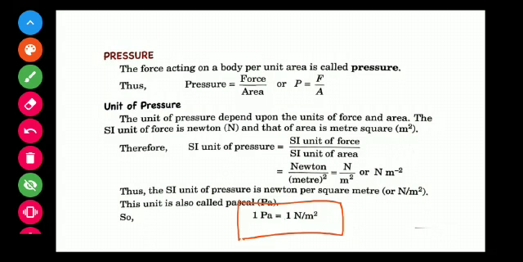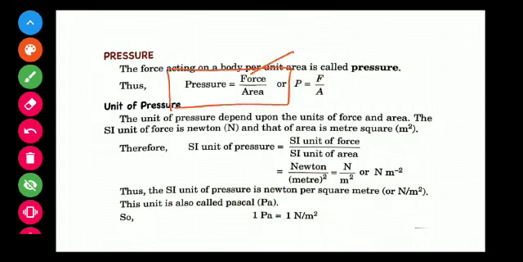What is pressure? Pressure is the force acting on a body per unit area, or pressure is equal to force upon area, and this is the normal force acting on an area. Unit of pressure is Newton per meter square or 1 Pascal, and 1 Pascal is equal to 1 Newton per meter square.